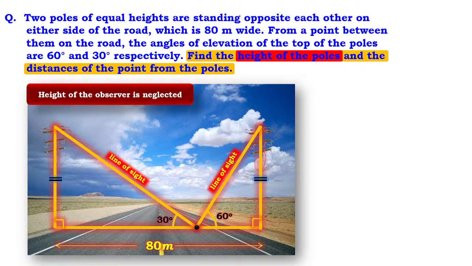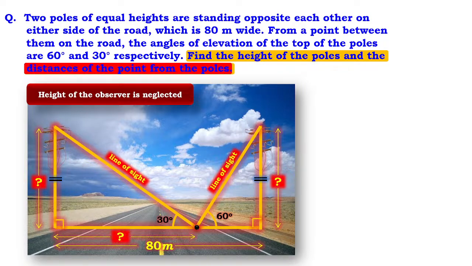Height of the pole, I have to find it. If I find one height, I can find the other height also. So directly I'm going to take, okay. Look here, the total distance between two poles is how much? 80. I don't know how much this distance is, so take it as x. This also I don't know. So both the data are unknown.